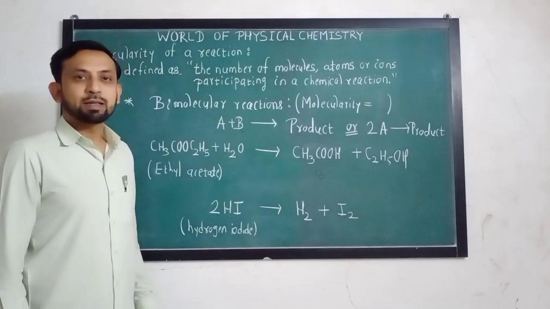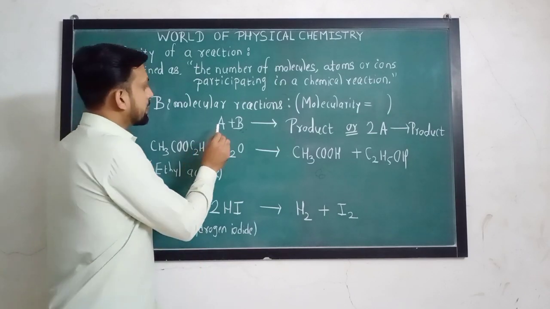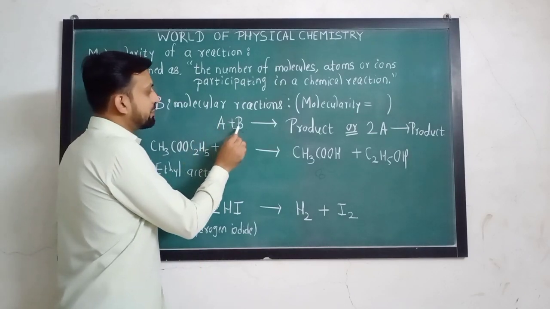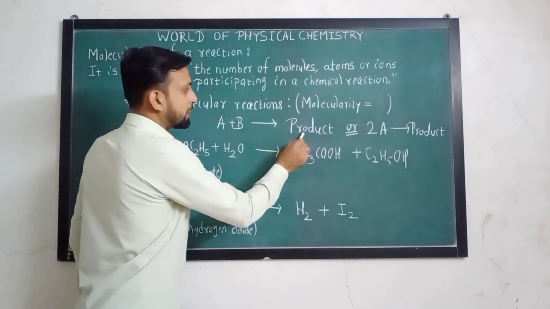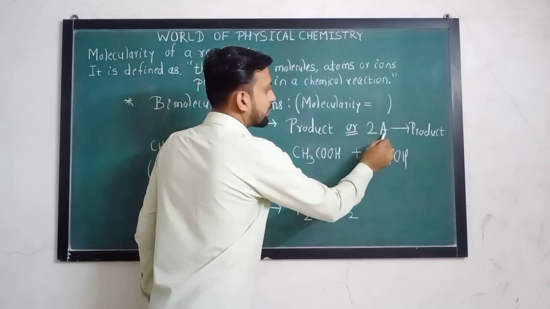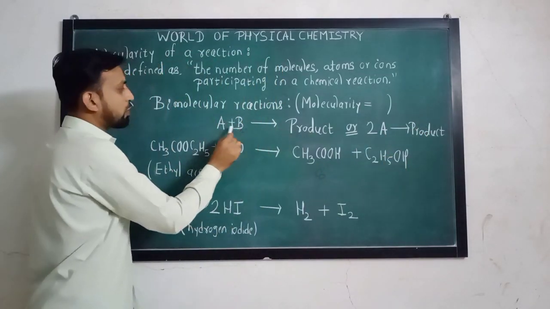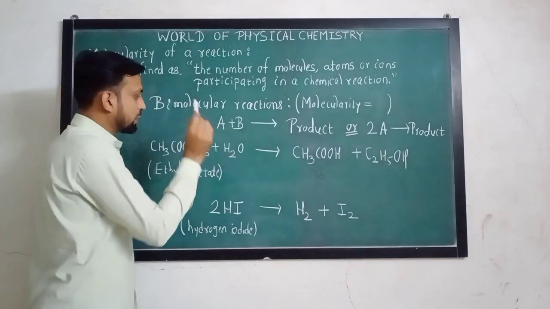Now let us consider another example. Here we have written the general representation, that is reactant A combined with reactant B gives the product, or 2 reactant A gives product. In both general representations, 2 reactant molecules are involved.